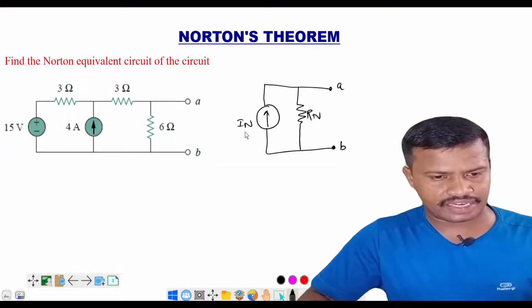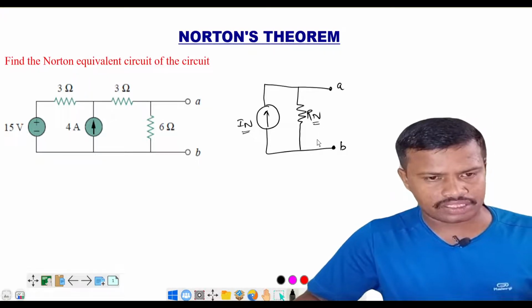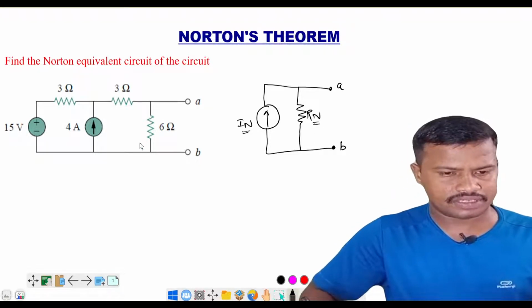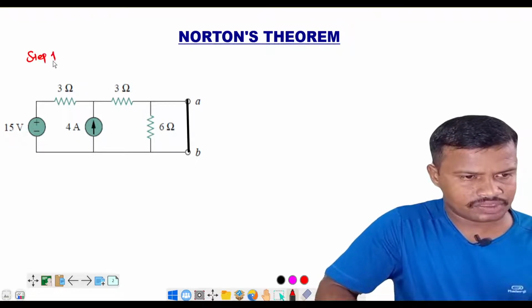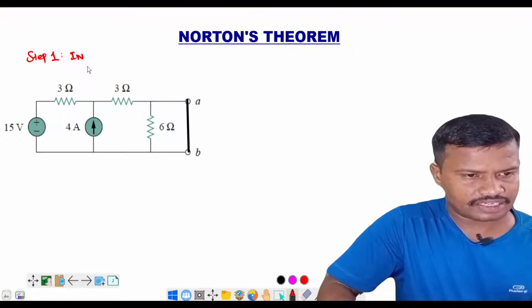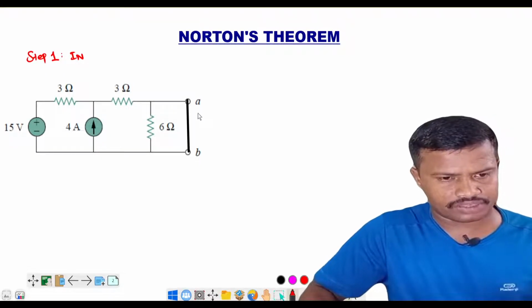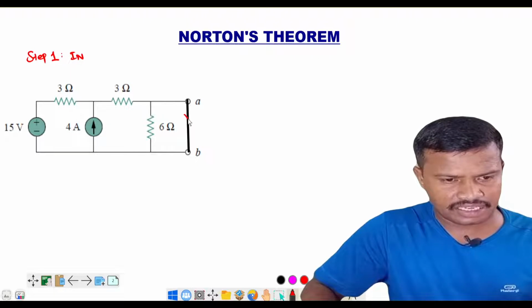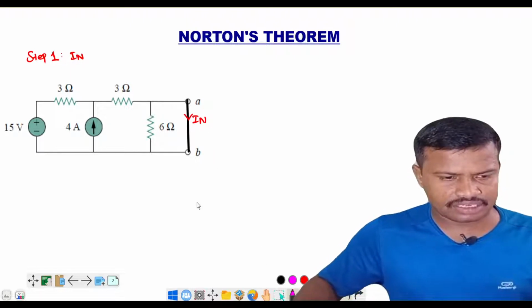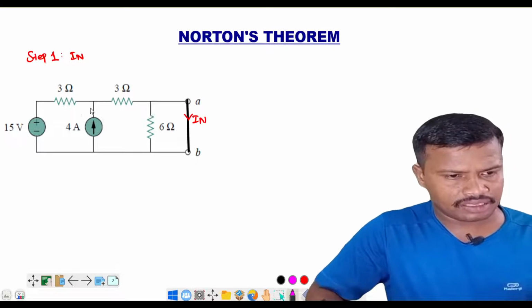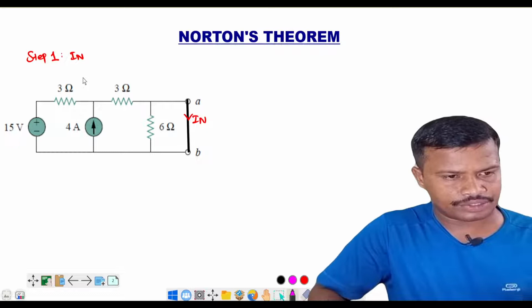Now we need to find the two values, that is In and Rn, to draw the Norton equivalent circuit of a given circuit diagram. As step 1, we will find the value of current In. To find the value of current In, we need to short circuit the terminals A and B, and the amount of current flowing through A and B is In. Now we will apply the nodal analysis and the KCL to find the value of In.